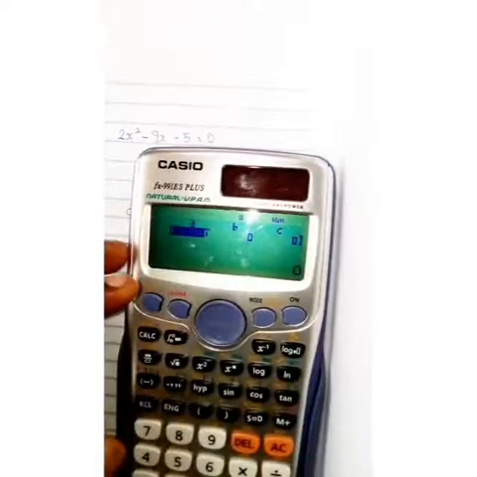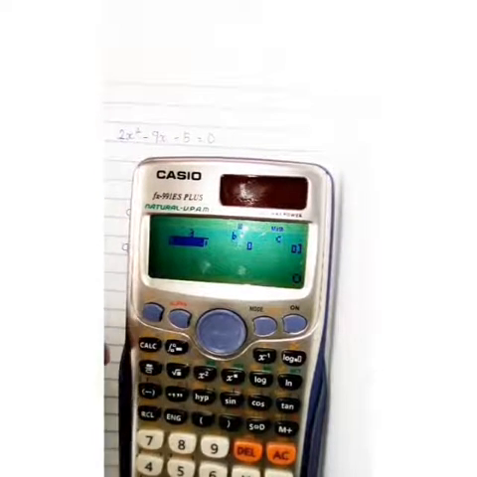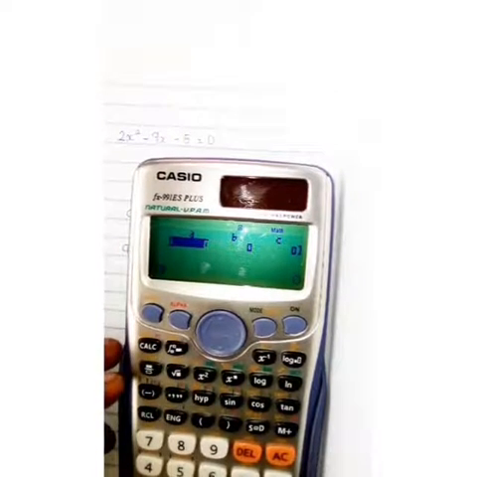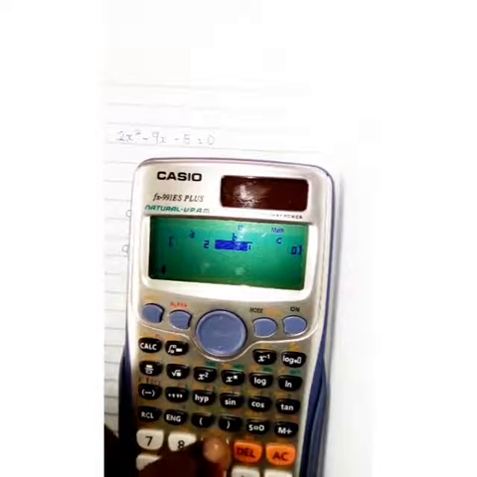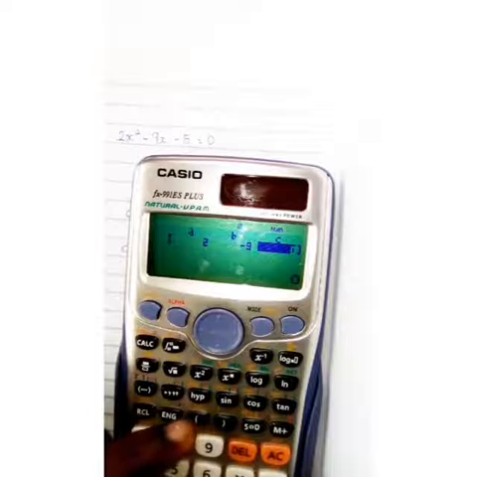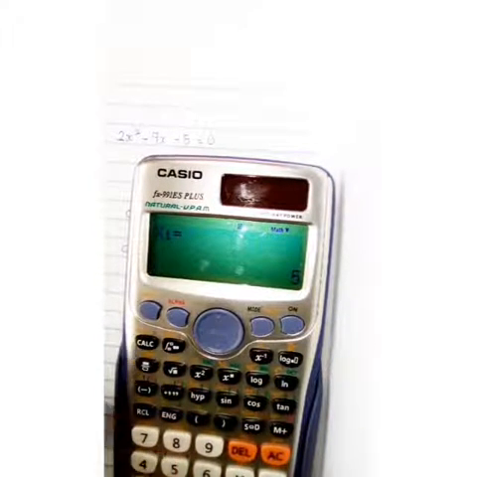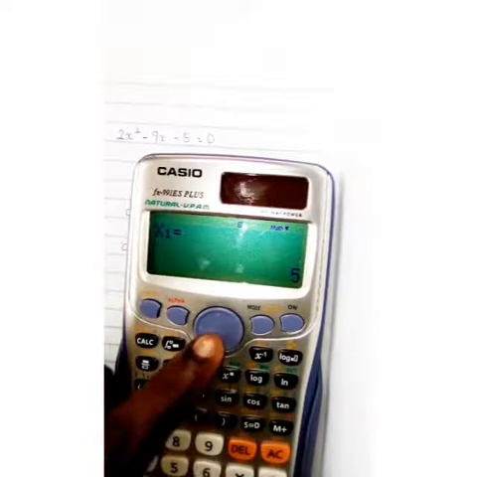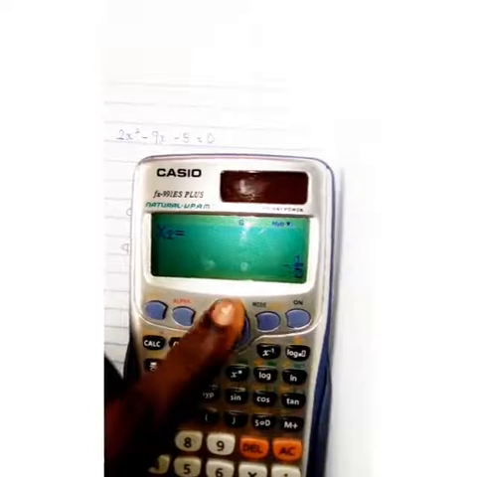So I simply come to this calculator and input my values. My a is what? 2, equal, my b is minus 9, and my c is minus 5. So it's as easy as that. So my x1 is 5, my x2 is minus 1 over 2. So that's the solution of the quadratic equation.